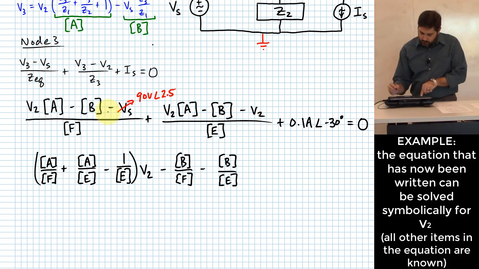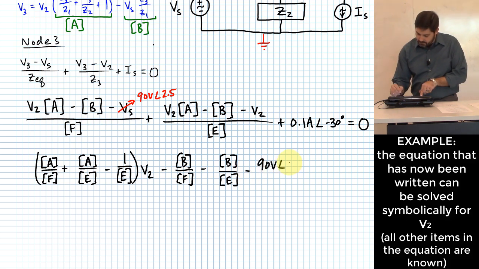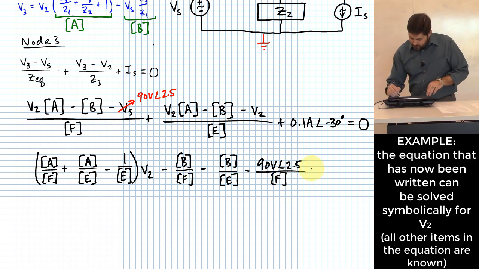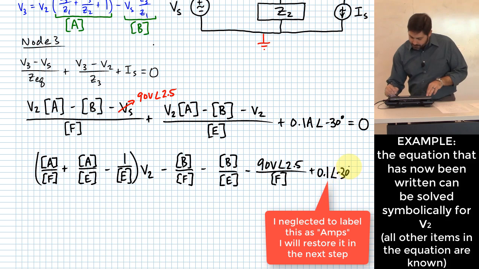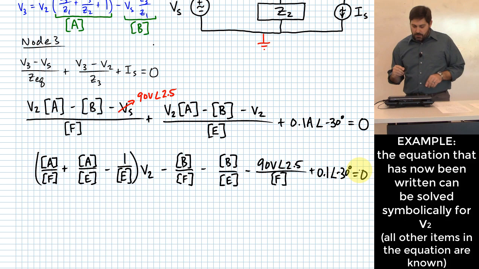Oh, I haven't taken care of what? Okay, I'll have a minus VS, which is 90 volts at an angle of 2.5, over F, plus 0.1 at an angle of negative 30 degrees. And that should all be equal to zero. Okay? I know this is a little tedious. Trust me, it could be worse.